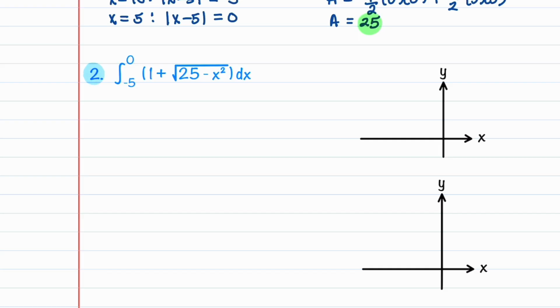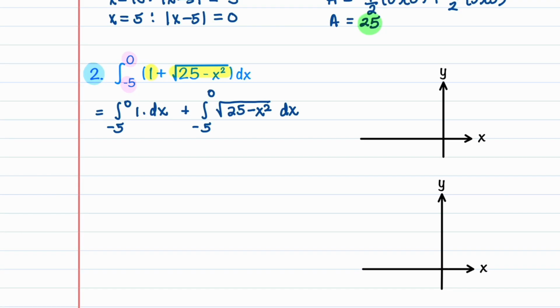Let's now look at our second example. In this example, we are integrating from minus 5 to 0, and our function is 1 plus the square root of 25 minus x squared. We're going to start by breaking up this integral into 2 pieces because both of the functions that we are integrating have different areas. This is equal to the integral from minus 5 to 0 of 1 times dx plus the integral from minus 5 to 0 of the square root of 25 minus x squared dx.